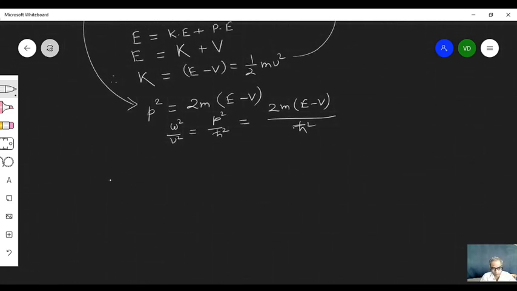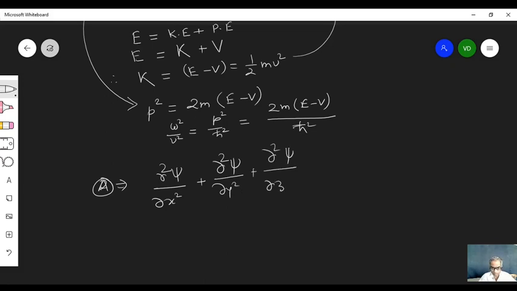So what we get is equation A implies, del square psi by del s square on the left hand side remains as it is, plus del square psi by del y square plus del square psi by del z square equals minus omega square upon v square. That was the term. So we write here twice m, E minus V by h cross square psi.